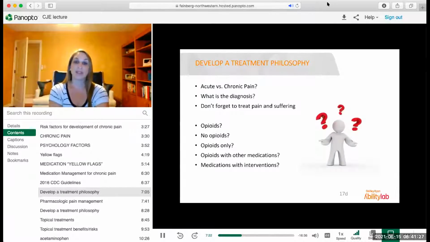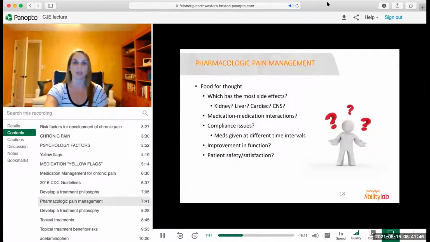And then you really want to treat pain and suffering. So are they having mood components because of their pain? Are they having trouble sleeping because of their pain? Are you comfortable prescribing opiates, or not opiates? Are you going to do only opioids, or opioids in conjunction with other adjunctive medications? Are you going to use medications with other interventions, therapies, injections, things like that? You really have to have a treatment philosophy of how you're going to best manage this patient.